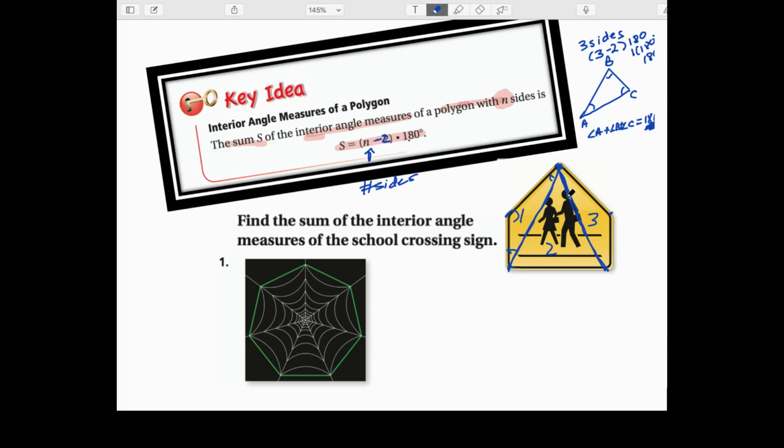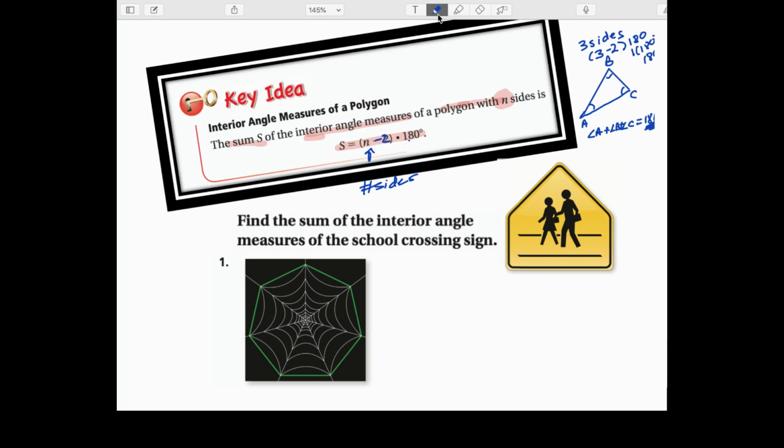1, 2, 3. Those would add up to 180. 1, 2, 3. Those would add up to 180. 1, 2, 3. Those would add up to 180. So it's a 5-sided figure, but there's only 3 triangles. You're going to find that throughout all of the polygons, the number of triangles will always be 2 less than the number of sides. And every triangle is 180, so that's why we multiply by 180. This whole formula is based on the idea of triangles and how many triangles are in the polygon.